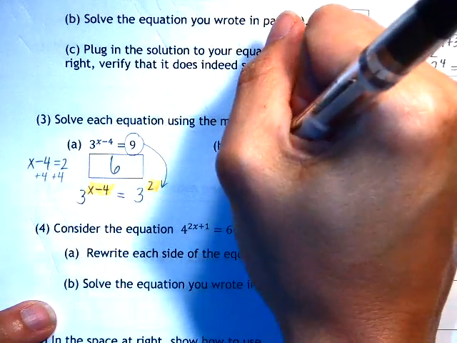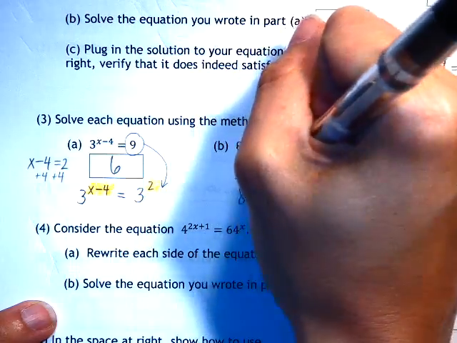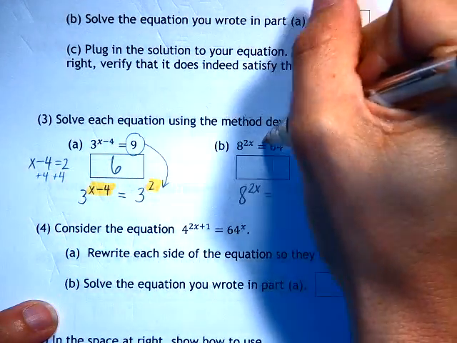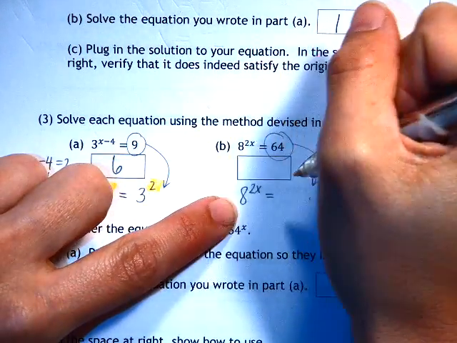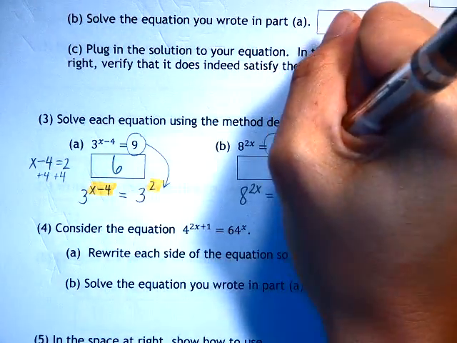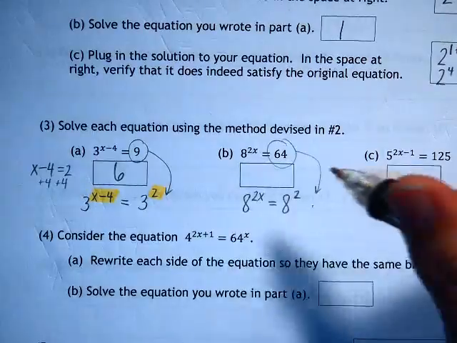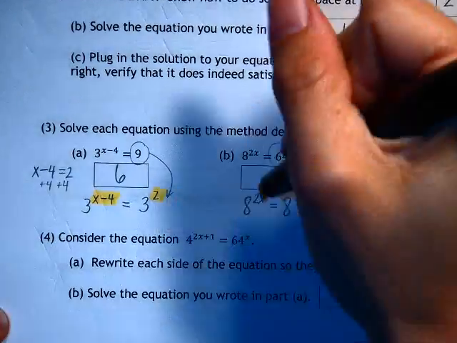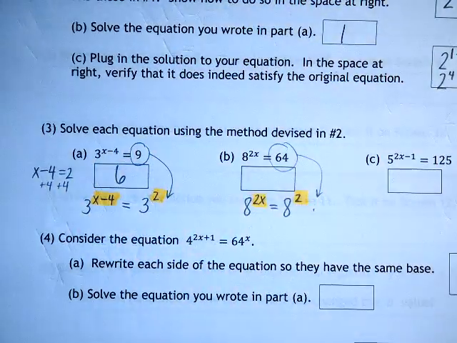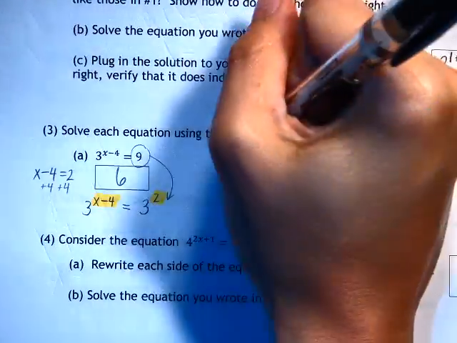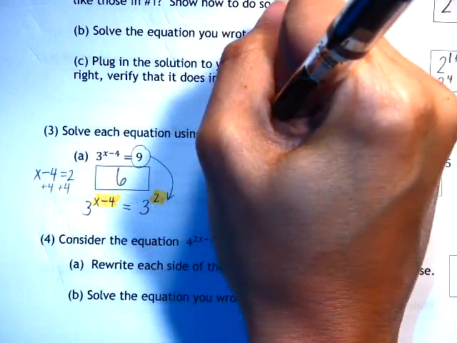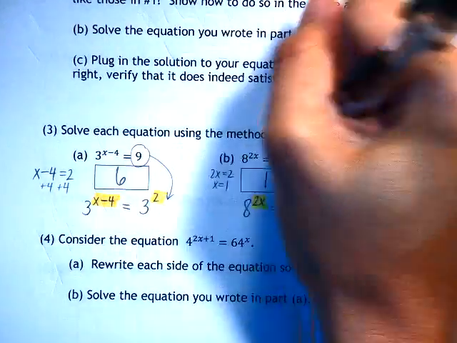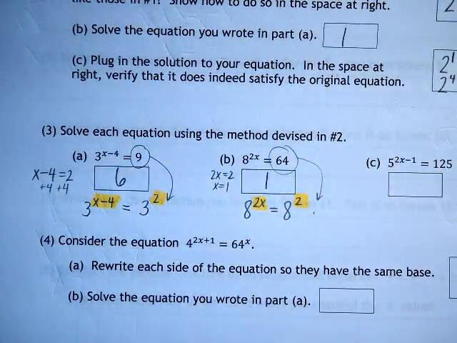In letter B, 8 to the power of 2x is already exponential, so that means I need to change the 64. 64 needs a common base of 8, so that's 8 to the power of 2. Again, I'll focus on the exponents. 2 times something has to give me 2 as an answer. You can set them equal to each other if you want, or you can just use common sense. x would have to be equal to 1 in order for the left to match the right.